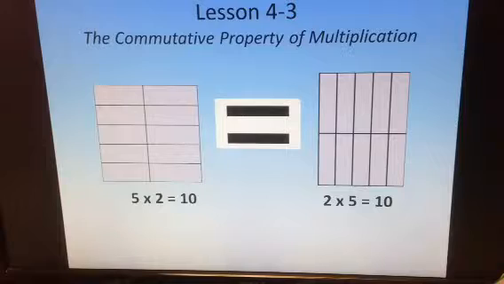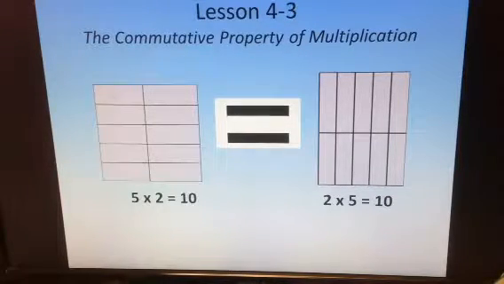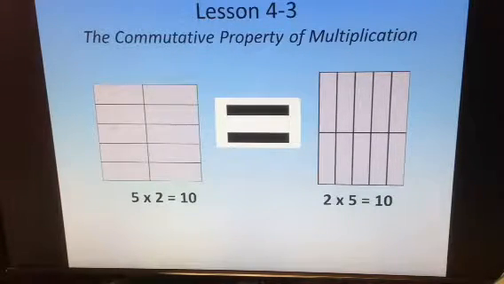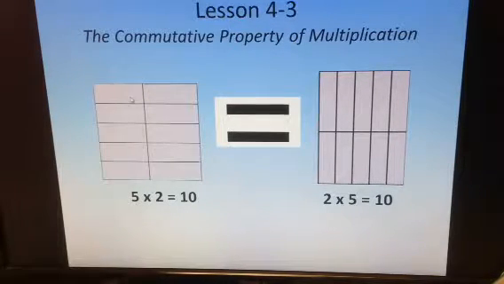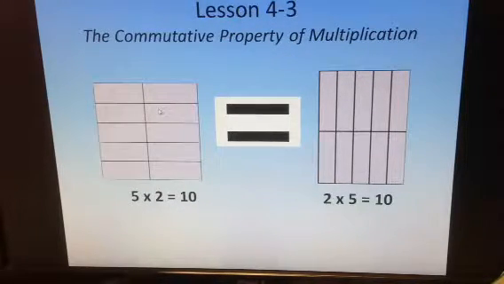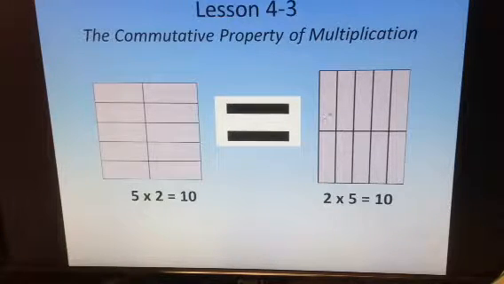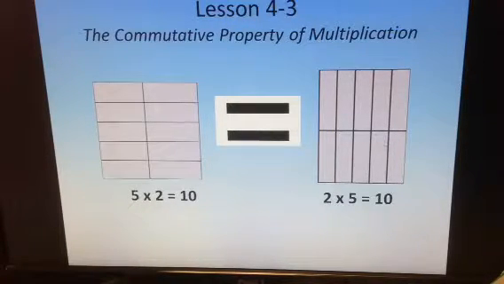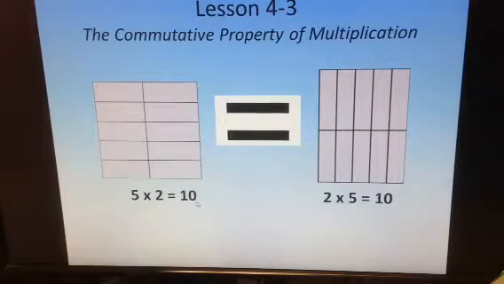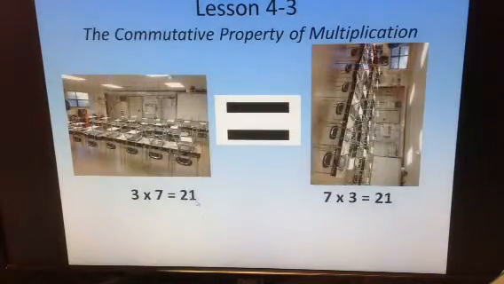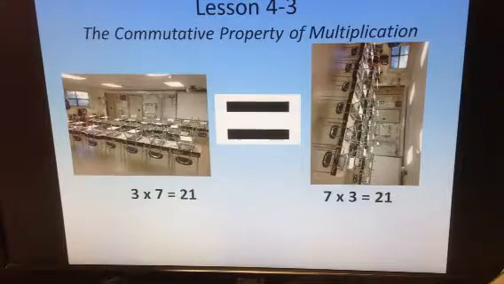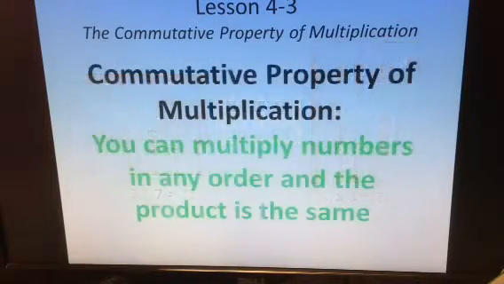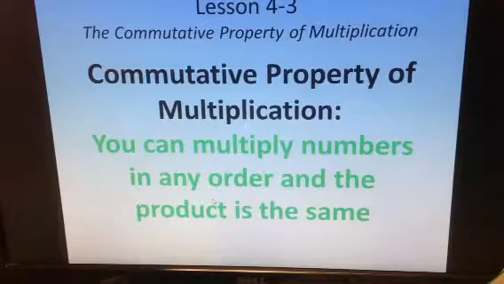So the commutative property of multiplication says that you can multiply numbers in any order and the answer will be the same. You can do 5 times 2, which is what this shows, 5 down, 2 across. Or you can do 2 times 5, 2 down, 5 across. Either way, the answer stays the same, it's 10. Here's a funny picture of our classroom, 3 times 7, and on its side would be 7 times 3. Commutative property of multiplication says you can multiply numbers in any order and the product is the same.